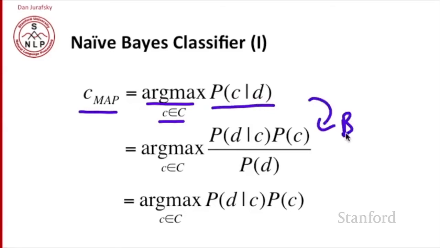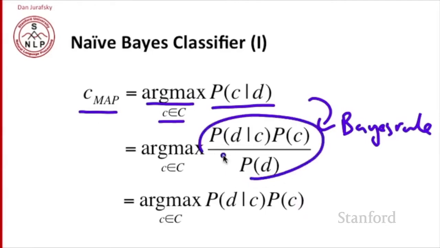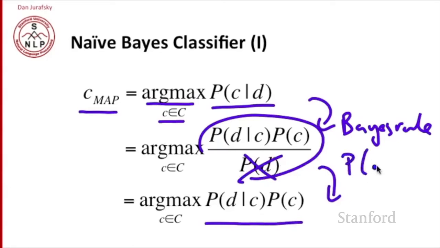By Bayes' rule, whichever class maximizes probability of C given D also maximizes this equation, the probability of D given C, probability of the class over the probability of the document. And as is traditional in Bayesian classification, whichever class maximizes this equation also maximizes this equation. And what we've done here is we've dropped the denominator, crossed out the denominator. Why is it okay to cross out the denominator D?